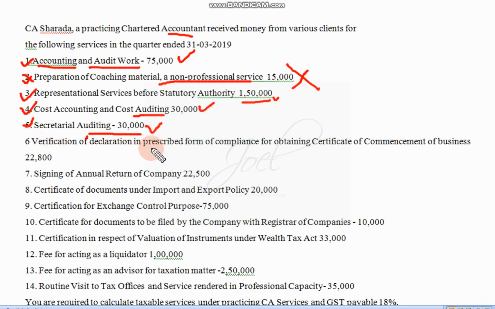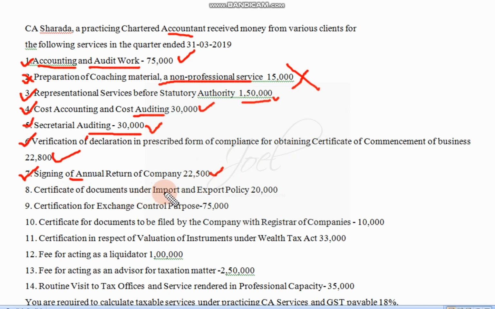Verification of declaration of prescribed form of compliance for obtaining certificate of commencement of business. To get certificate of commencement of the business, they have done some work, so it is a part of taxable service. We are going to add it. Signing annual returns of the company. Yes, this is a professional work, a professional service given by an accountant, CA. So that's why we are considering it.